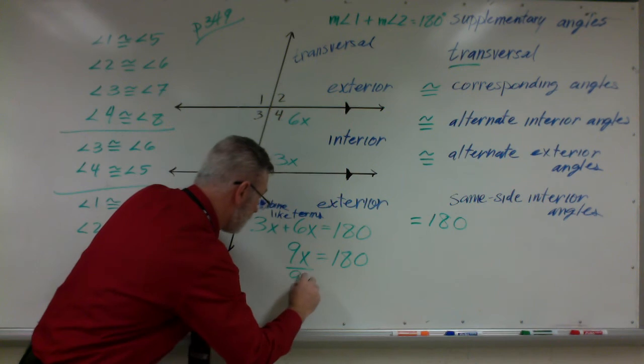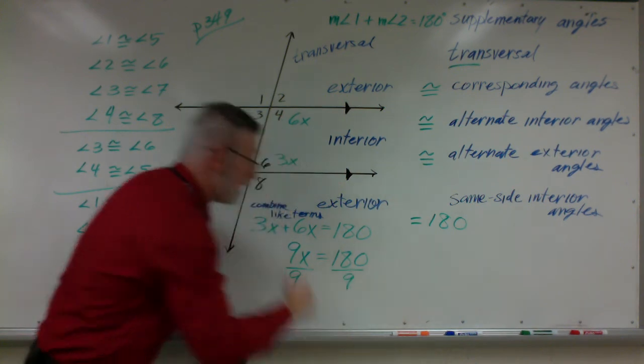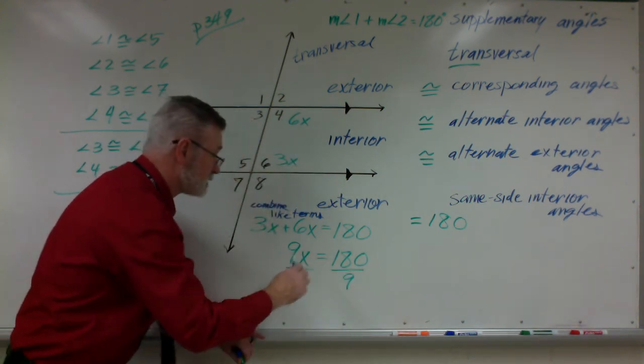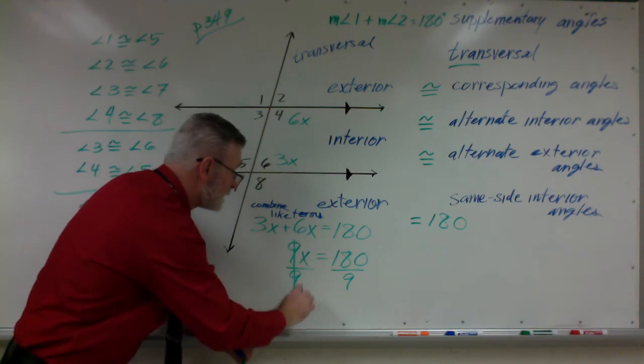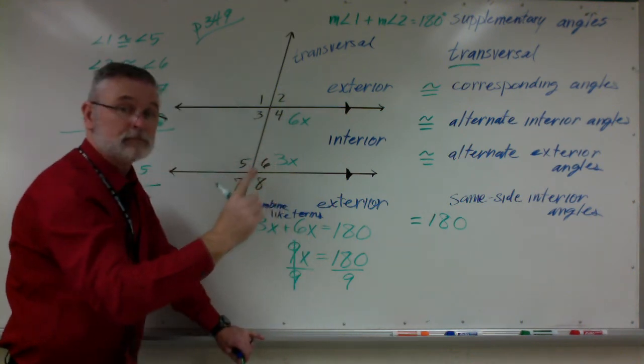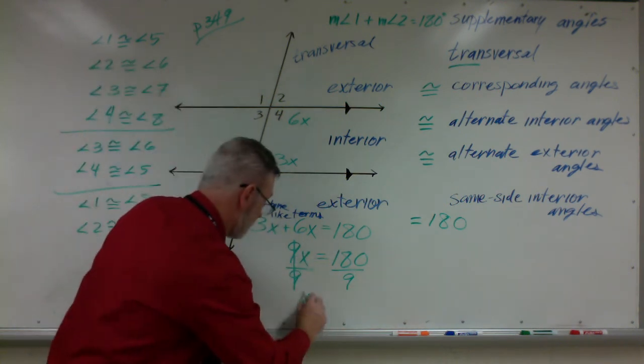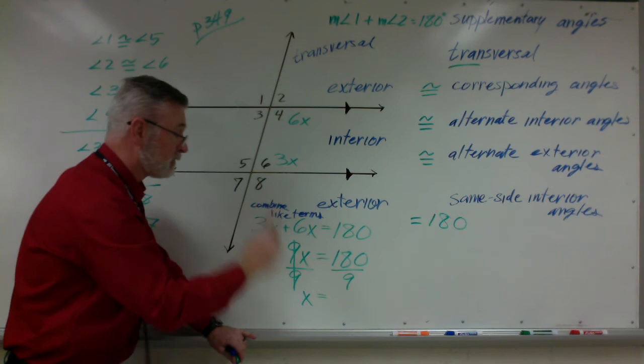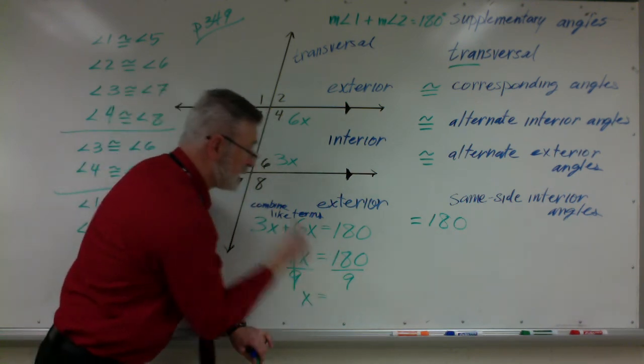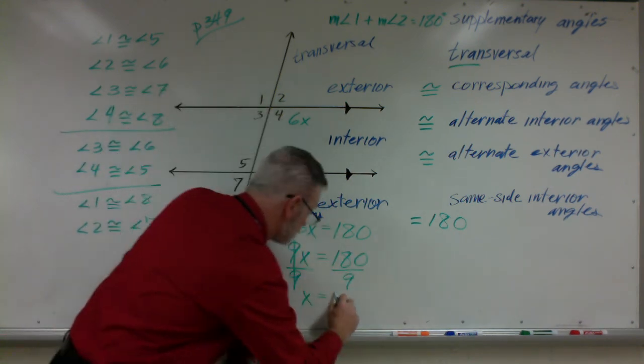So I'm going to divide this side by 9, divide the other side by 9 as well. So I'm dividing both sides of the equation by 9. 9 over 9 is 1. 9 over 9 is 1. 1x, here I am, and 180 divided by 9. 18 divided by 9 is 2. With the 0 is 20.